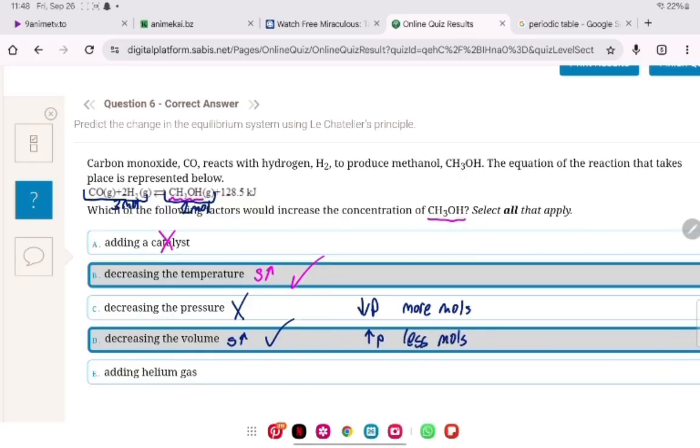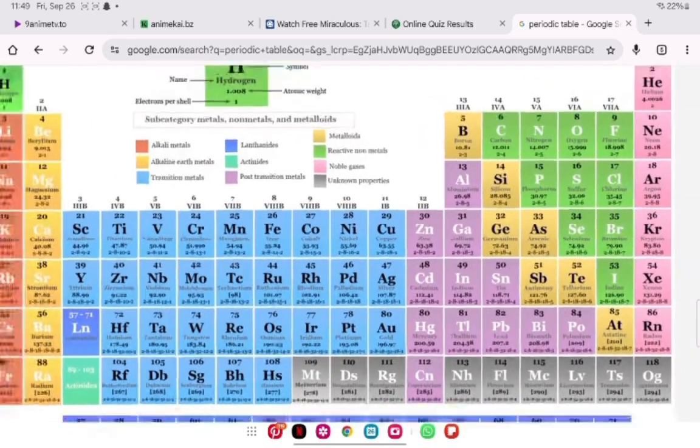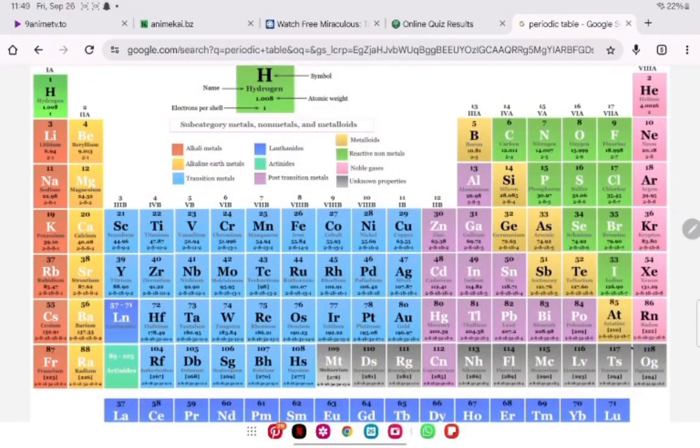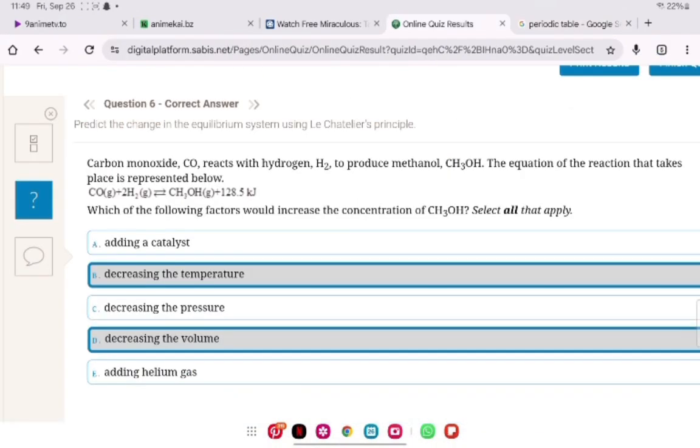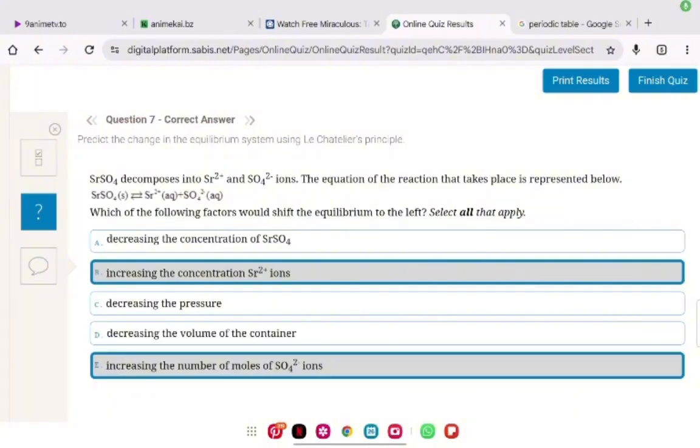Adding helium gas is not going to do anything, because if you add an inert gas, it doesn't affect the equilibrium. How do you know if something is an inert gas? You go to group 18, which are the noble gases. So if you ever see that any of these were added, it's not going to do anything because these are inert. That's it.